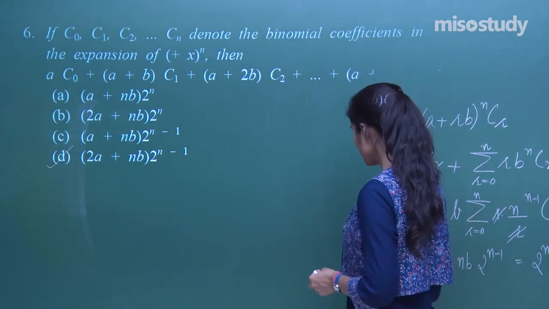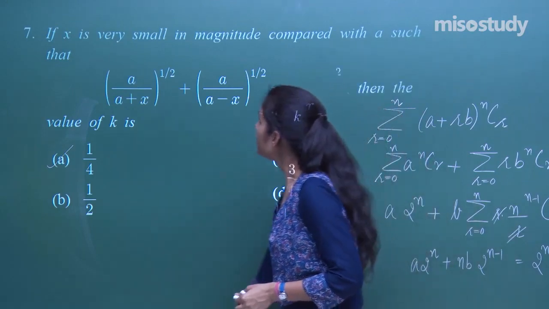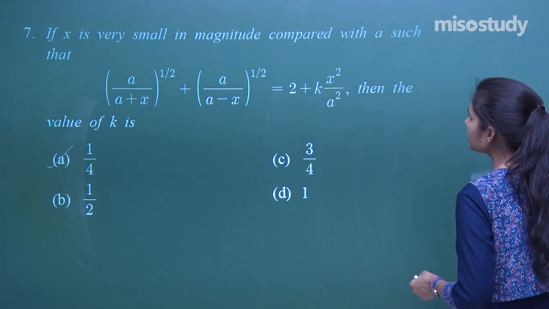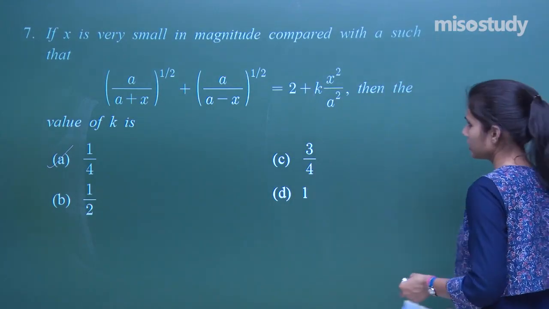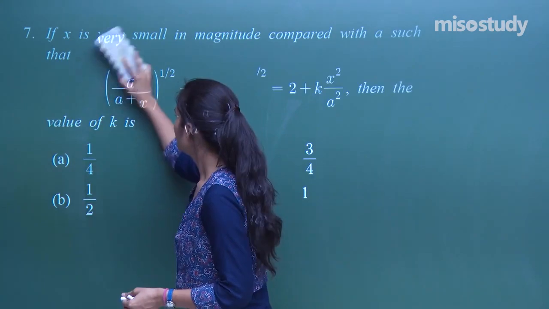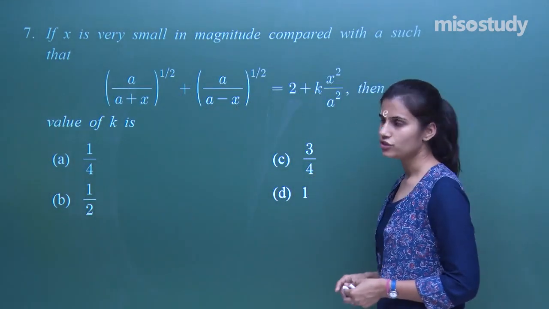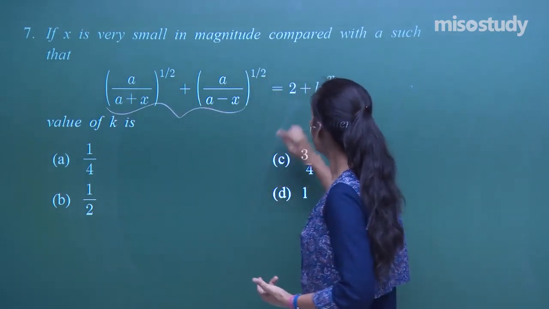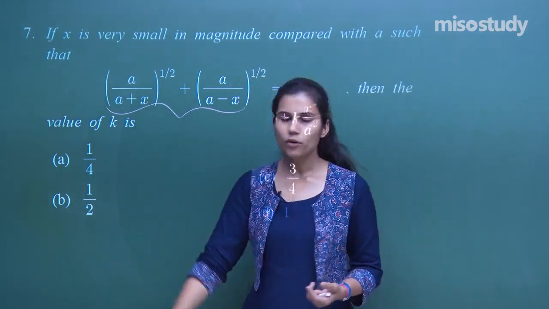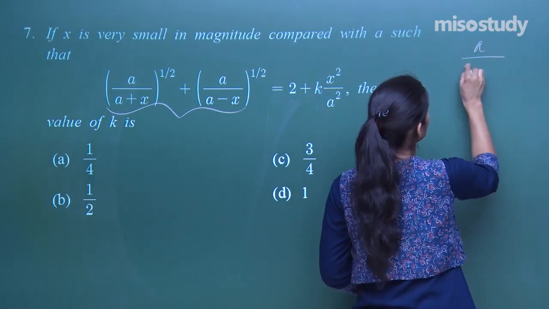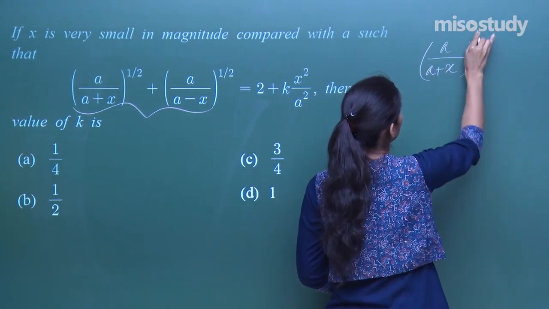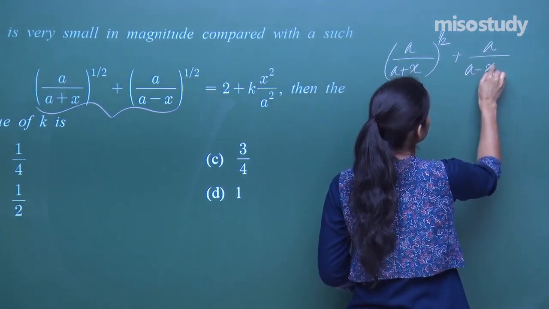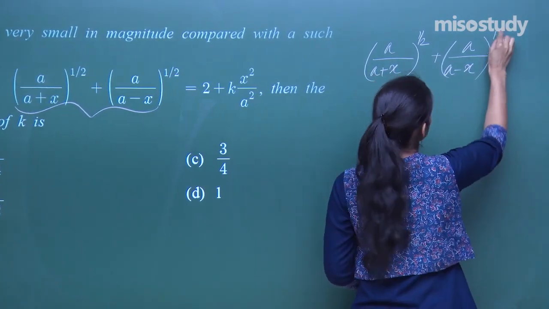Clear? The next question says that if x is very small in magnitude compared with a such that this is equal to this, then the value of k is what? Now over here for large index we have done the expansion. How do you basically talk about this term? How do you expand it? How do you find k? Let's see, a upon a plus x whole to the power half plus a upon a minus x whole to the power half.